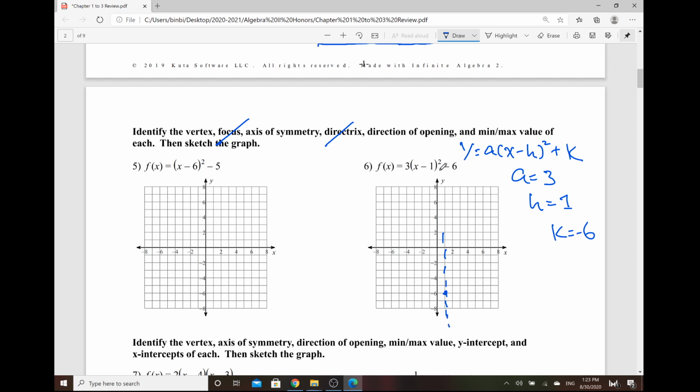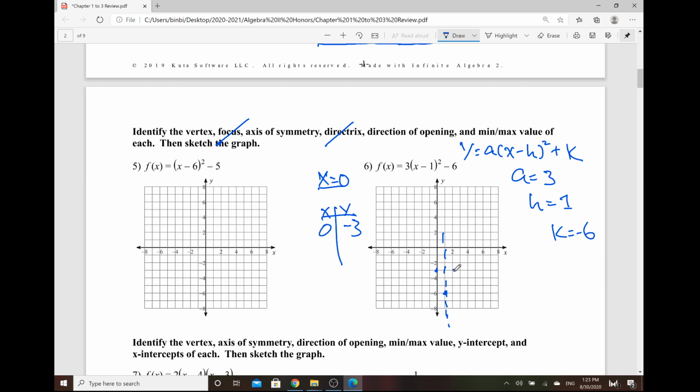Another thing that we can find out is the y-intercept. In order to get the y-intercept, we want to set x equals 0. And then you want to set the table. Plug in 0, we have 0 minus 1, quantity squared, that'd be 1. 1 times 3 is 3. 3 minus 6, that'd be negative 3. So 0, negative 3.